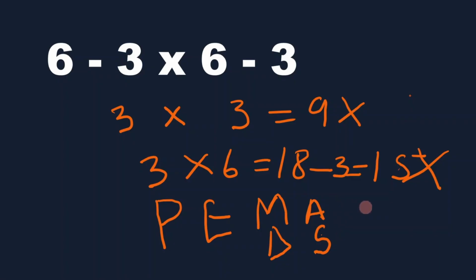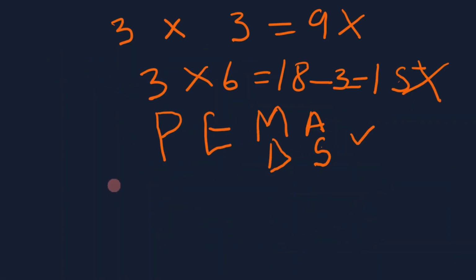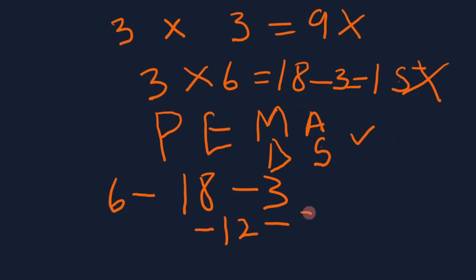So if we apply this PEMDAS in our mathematical expression, we are going to have 6 subtract 3 multiply 6, which will give us 18, subtract 3. So if we solve this out, 6 subtract 18 will give us negative 12, subtract 3.